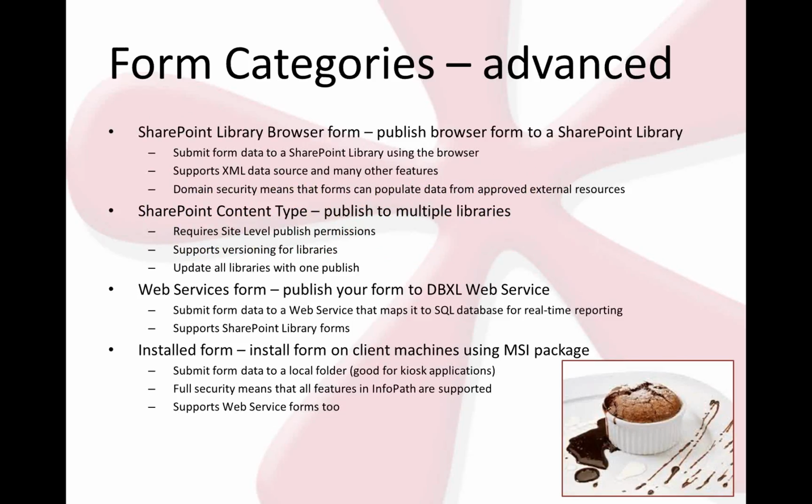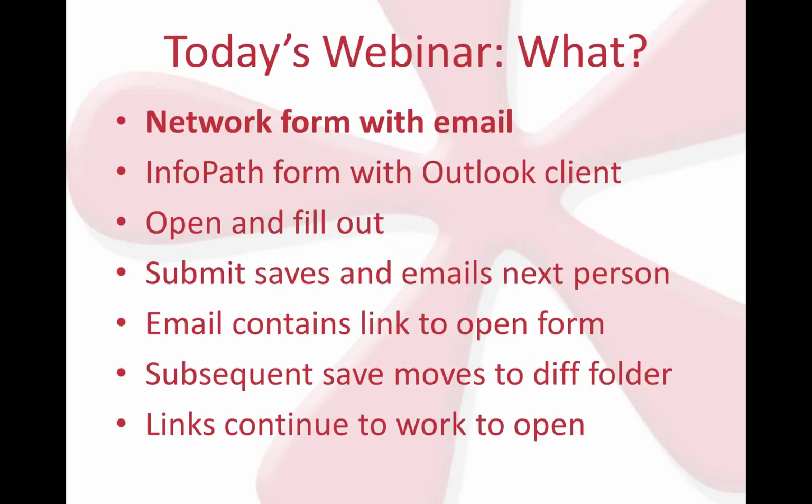But today we're talking about this network share form, and specifically, what is this? Well, it's an InfoPath form with Outlook that you open, fill out, and submit. It saves to the network share and emails the next person. The email then contains a link to open the form, and subsequently, if they submit it or if it's approved, it moves the form to a separate folder, and the links continue to open.